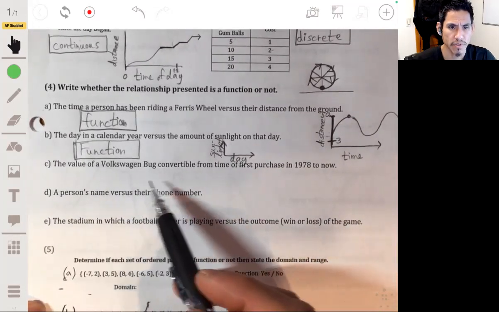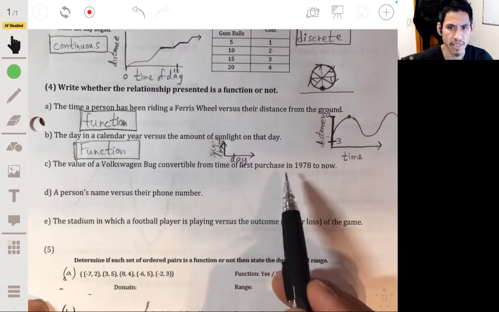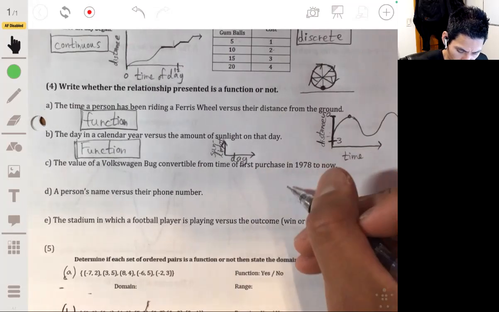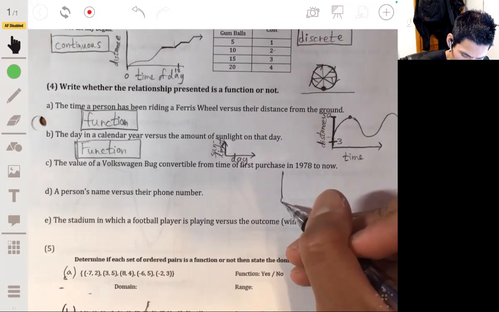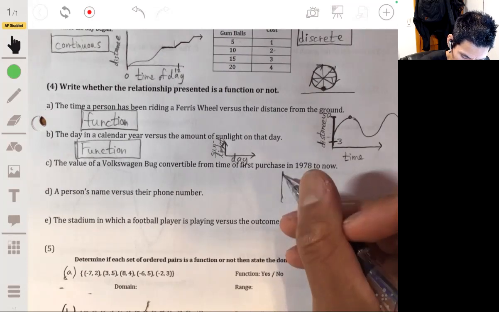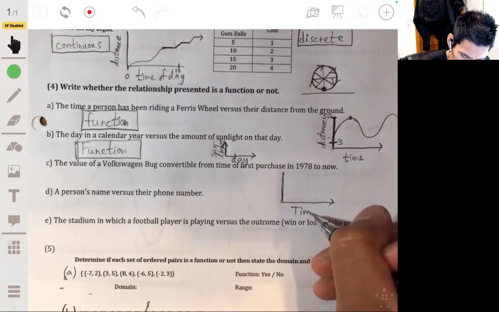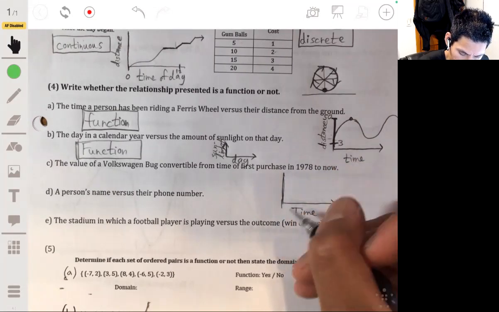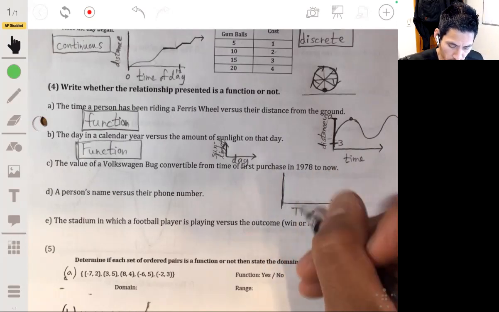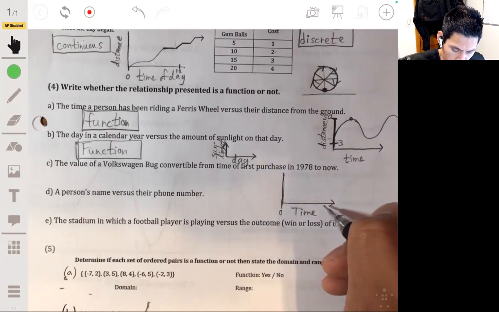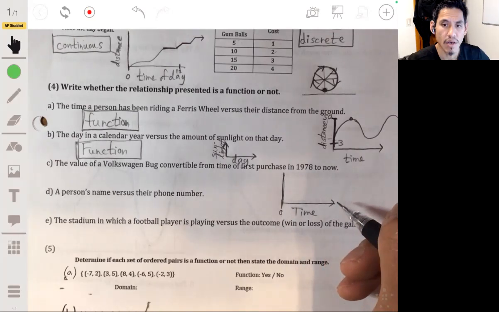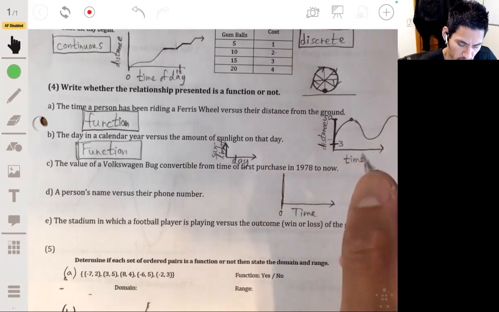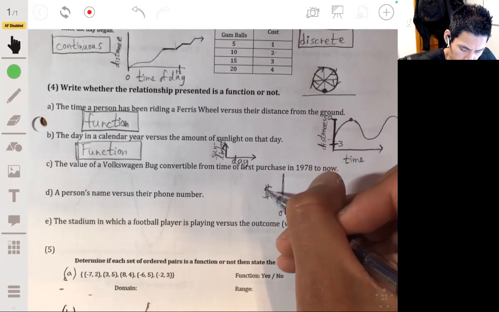All right, C, the value of a Volkswagen Bug convertible from the time of first purchase in 1978 to now. So maybe again, this is the time from purchase, from 1978 to now, 0 up to whatever, maybe over years. And for the vertical, let's put the money sign with cost.